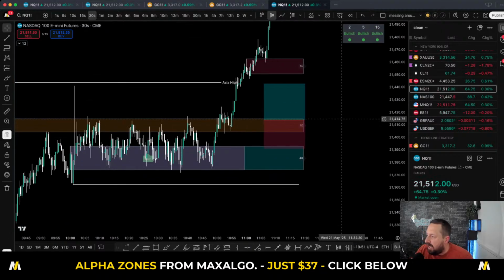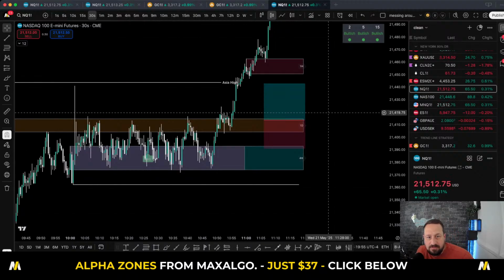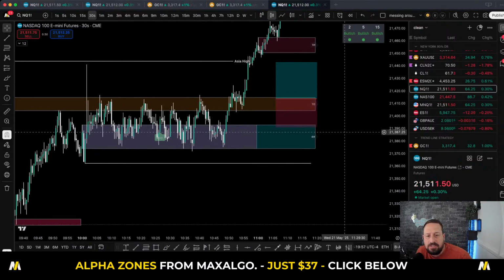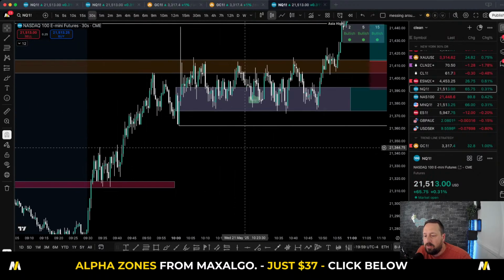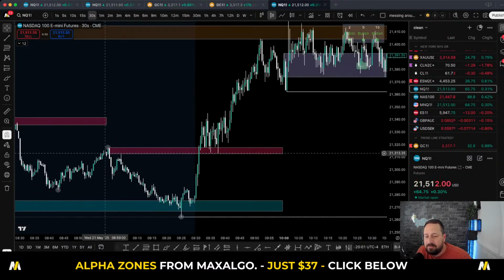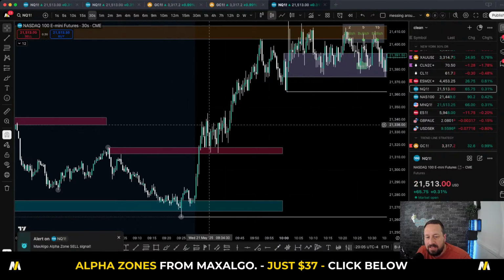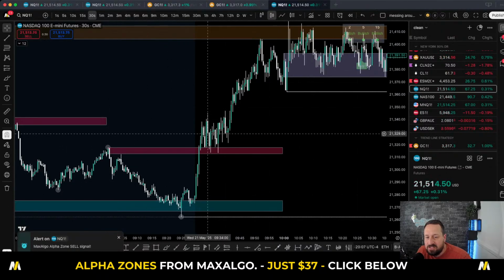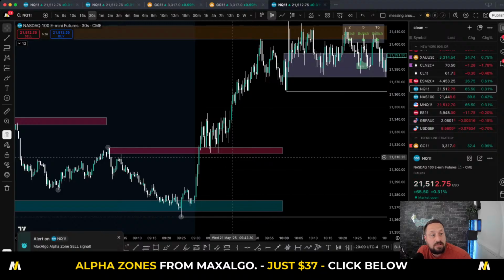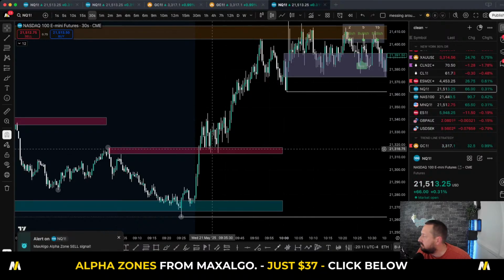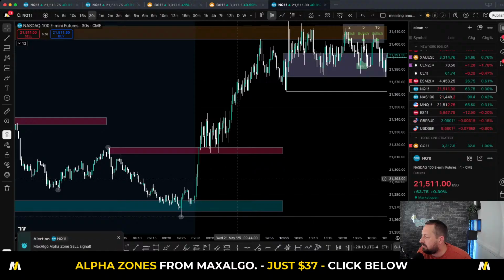We make it uncomplicated. I think it's probably one of the cleanest models that we get. One of the cleanest, simplest support and resistance levels. It's just perfect.